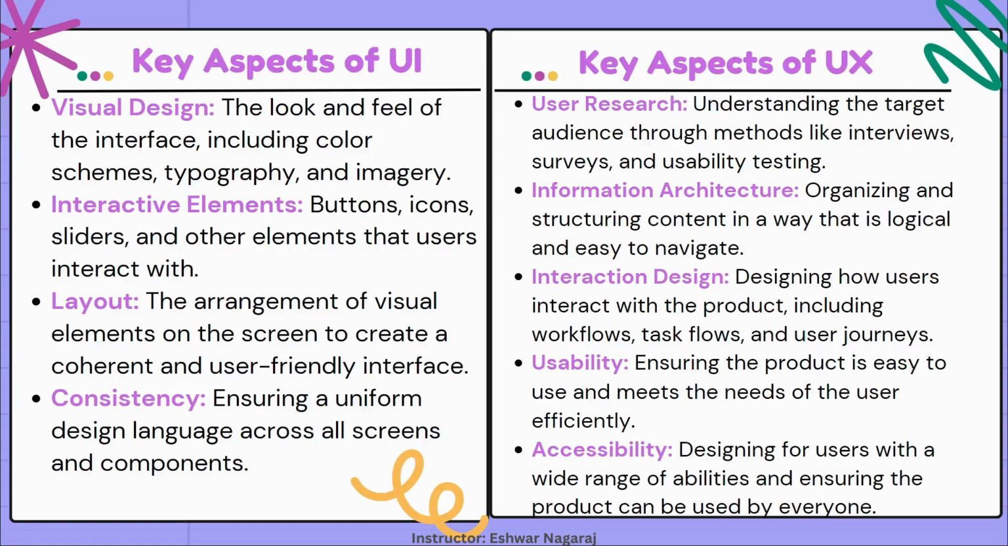Whereas accessibility: whatever the product is, each and every product has to be accessible to each and every user, even users with disabilities. So designing for users with a wide range of abilities and ensuring the product can be used by everyone are key aspects of UX. So these are some of the key aspects of UI and UX.